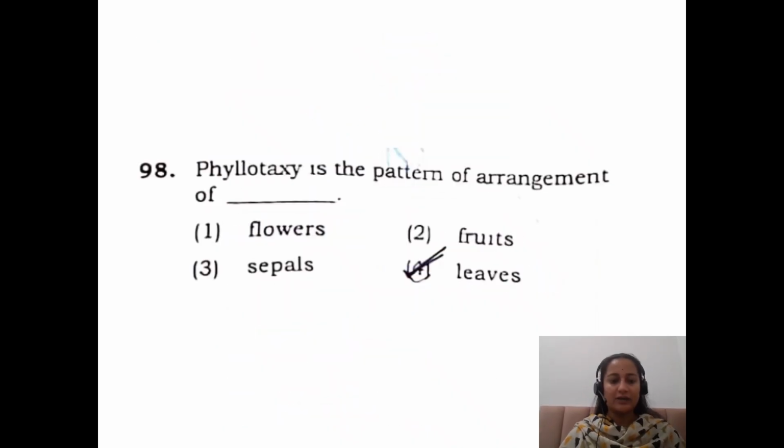Next question, the phyllotaxy. This is from the morphology. It says about the arrangement of leaves. So, phyllo, phylum, phyllis are related to the leaf. So, the arrangement of leaf patterns on the stem or on the plant, we call it as the phyllotaxy.